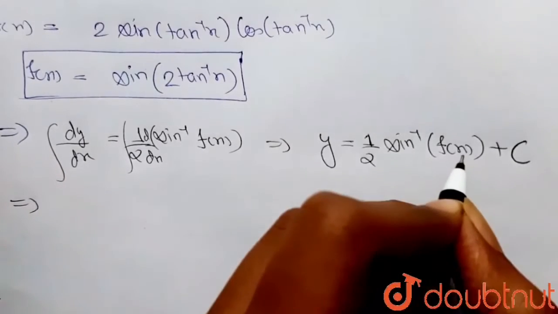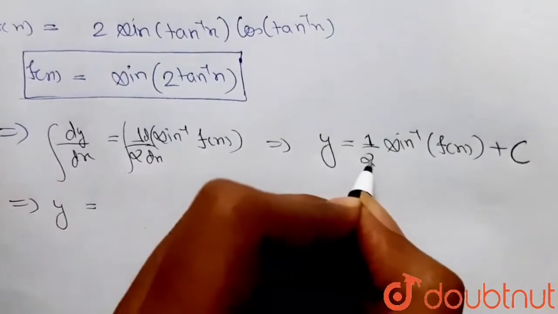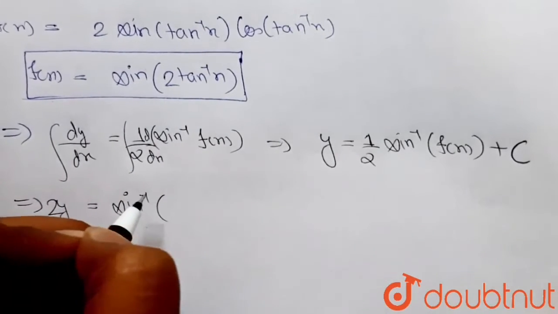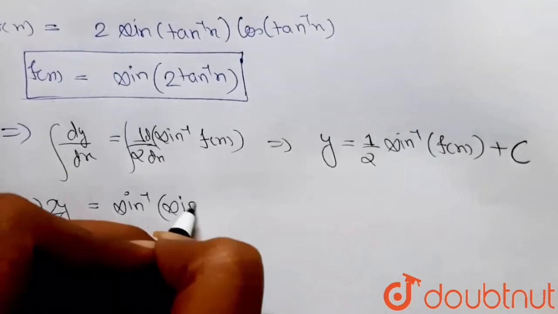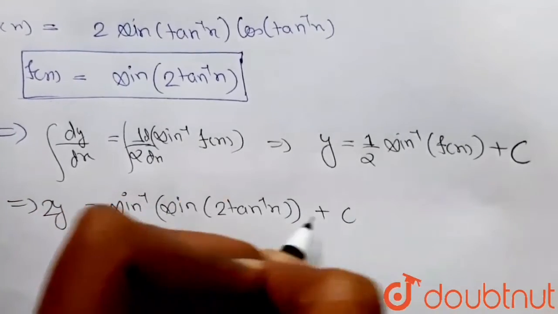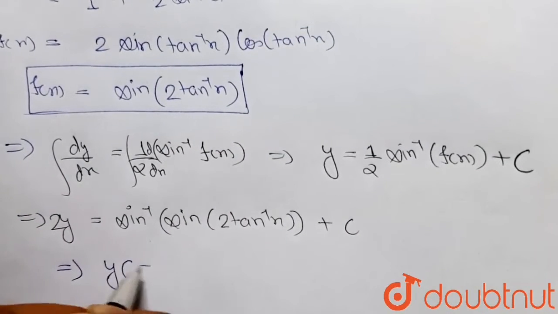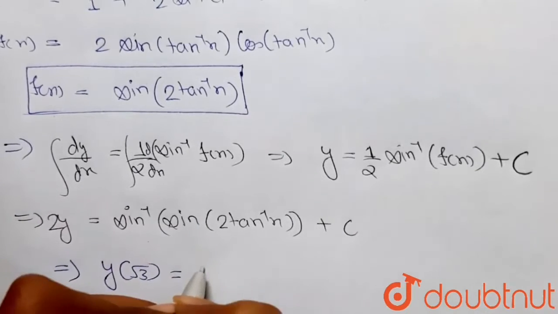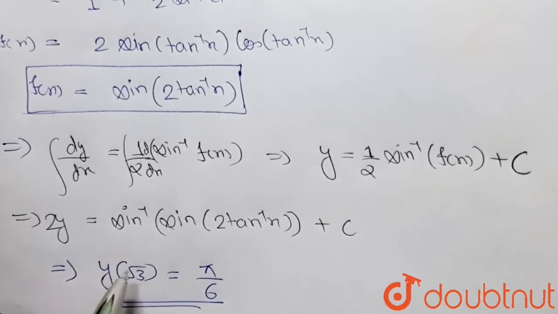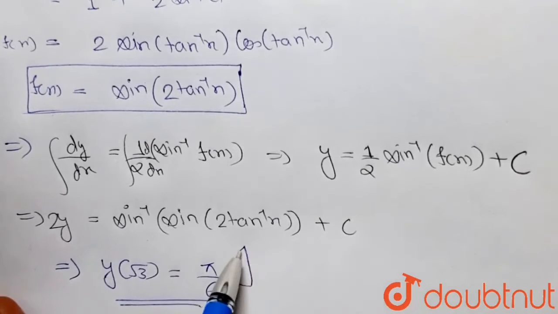Now if I put the value of f of x here, I can write this as 2y equals to sine inverse f of x, that is sine of 2 tan inverse x plus c, right? Now again in the question we also had y of root 3 is equal to pi by 6 given to us, right? That means if I put x is equal to root 3, then the value of y will be pi by 6, right? So let's put this thing in this equation.